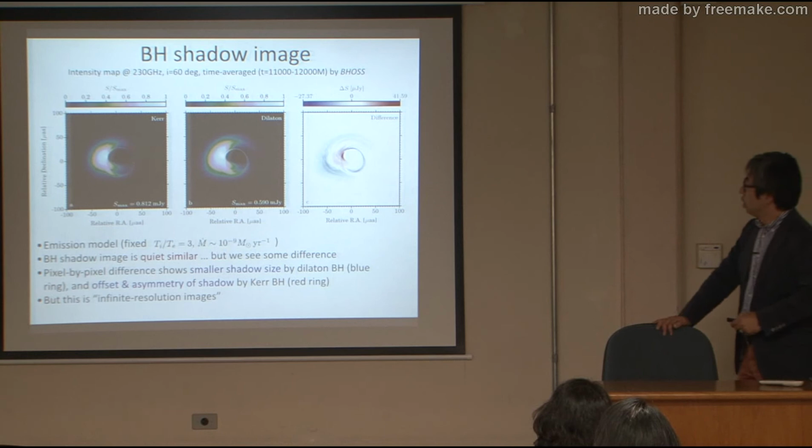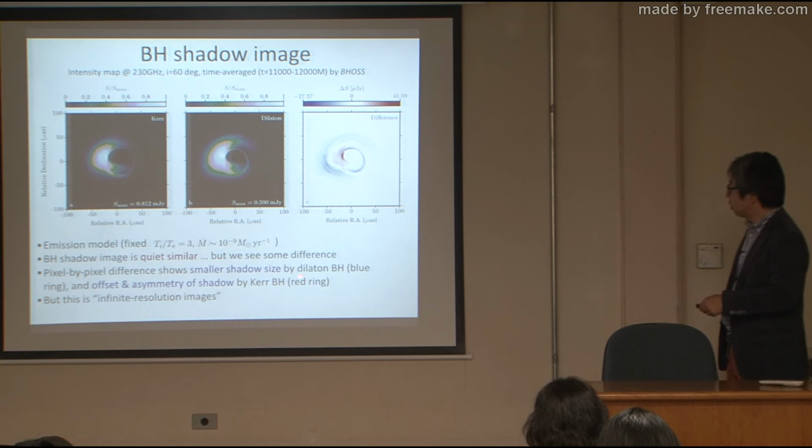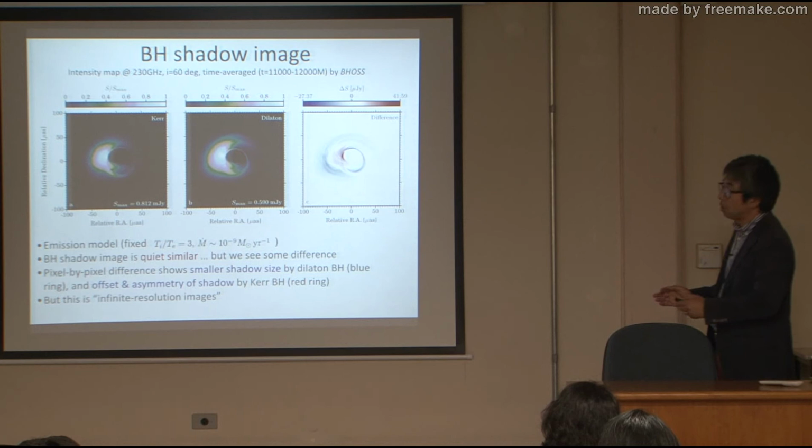So this is a black hole shadow. The picture is quite similar. We make a pixel by pixel difference, and then we say this is the blue region. The shadow size becomes smaller with the dilaton black hole. We can make the blue ring structure over there, and the offset or asymmetric edge of the shadow makes this red structure. If you look more precisely, in our case the curved black hole shadow is asymmetric, but the dilaton black hole has a more symmetric structure.